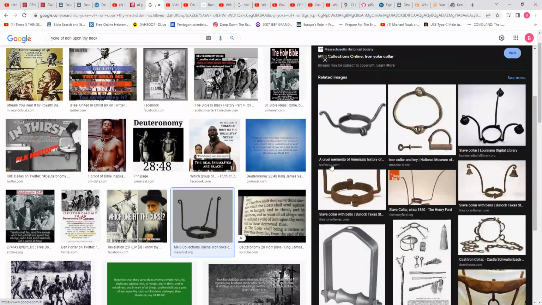A cruel memento of America's history. Iron collar and key, National Museum. This is what they used on Israelites. Slave collar with bells. Why did they put bells on them? It was an alarm system. If they escaped, you could hear the bells. Slave collar with bells.